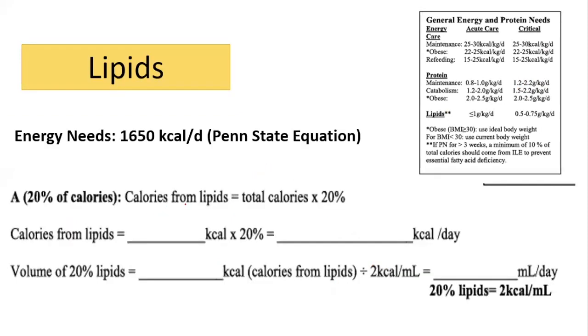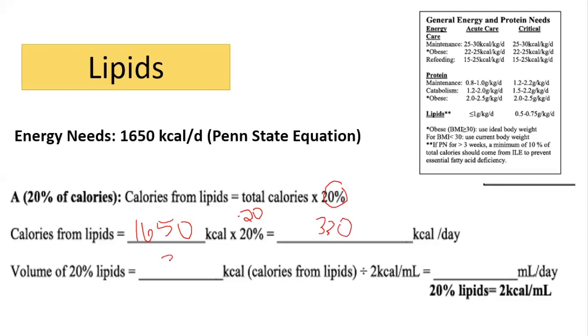So lipids. There's a couple ways to do this. I'm going to give you the easiest way. We need to give our patient 20 to 30% of calories from lipids. Because they're critically ill, I'm going to go on the lower end for them. They need 1,650 calories a day, and we're going to multiply by 0.20. That gives us a total of 330 calories per day from their fat.